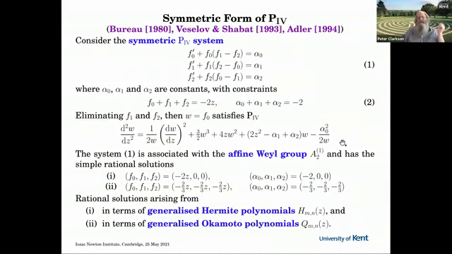And then you can get the solutions. You eliminate F1 and F2, you get Painleve 4, and you get these two sets of solutions depending on whether you start with minus 2, 0, 0, or minus 2/3, minus 2/3, minus 2/3. These are the only two possible solutions where it's a multiple of z, the only two simple rational solutions you can get. And you can get the generalized Hermite from the first one, the generalized Okamoto from the second one.